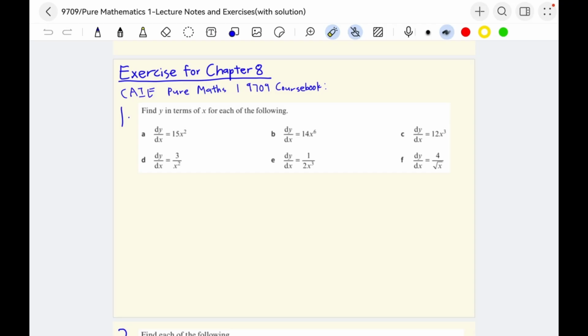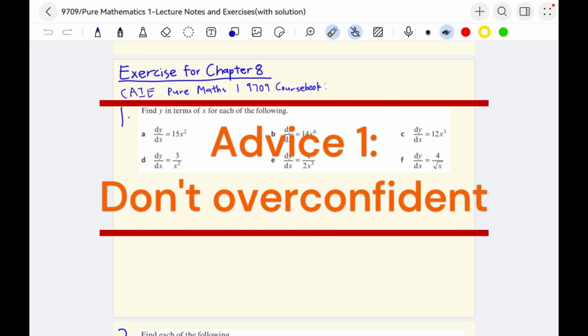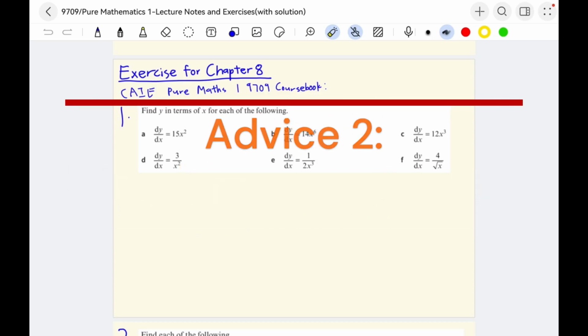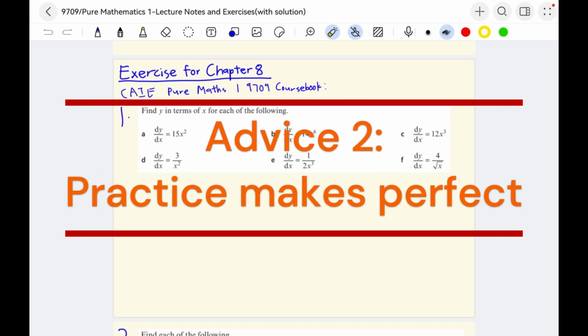So before we begin our exercises, here is some advice. Don't be overconfident. If you think that Pure Mathematics 1 is easy but lack practice, you will still mess up. My second advice is to keep persisting. Practice makes perfect. Try to do other past-year questions.